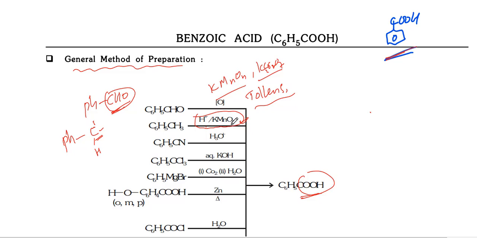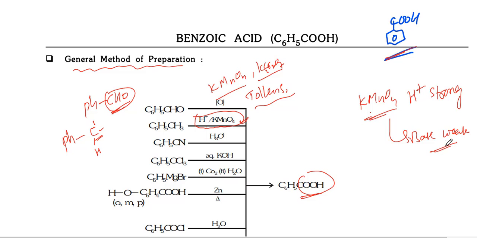Acidic medium KMnO4. KMnO4 is an oxidizing agent. In the presence of acidic medium, it is a stronger oxidizing agent. In the basic medium, it is a weaker oxidizing agent. So if you take it in the acidic medium, this methyl group can convert into COOH. What was the condition? At least one hydrogen should be present.